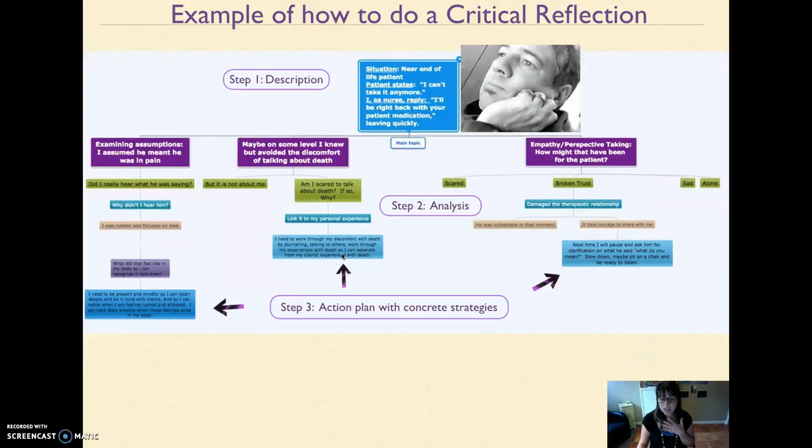Another action to take to go forward is to work through my discomfort speaking about death. So by journaling, maybe talking to others, maybe going to a counselor, but working through that so I can separate my experience from my patient's experiences. And lastly, another action to go forward is next time if this were to arise, I'll pause, maybe ask some clarification questions to gain more understanding of where he's coming from. What do you mean? Or can you elaborate on that? But slowing down, maybe sitting on a chair and being ready to listen are ways that I can improve.